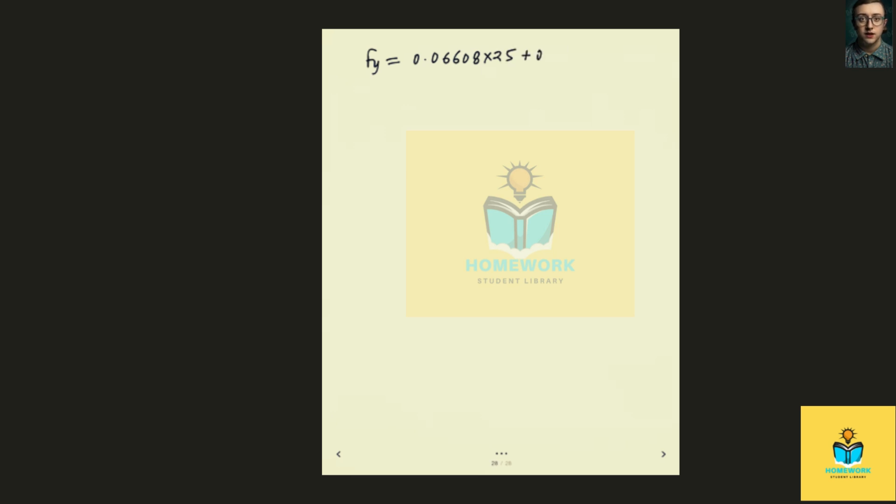Similarly, substituting the values in expression 2, we get Fy equals 0.06608 multiplied by 25 plus 0.03171 multiplied by 12 multiplied by 12 by 4 by 5. So from here we get Fy equals 1.9596, about 1.96 pound.